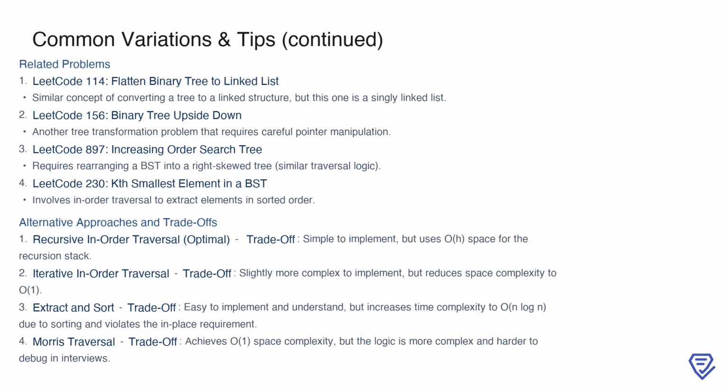As for alternative approaches, recursive in-order traversal is the most optimal for this problem, offering simplicity at the cost of O(h) space for the recursion stack. Alternatively, iterative in-order traversal reduces space to O(1), but can be slightly more complex to code. Extract and sort methods, while straightforward to implement, increase time complexity to O(n log n), and violate the in-place requirement. Finally, Morris traversal achieves O(1) space complexity but involves a more intricate implementation, which can be harder to debug during an interview. Each of these approaches has its trade-offs, and understanding them will help you choose the best solution for a given scenario.